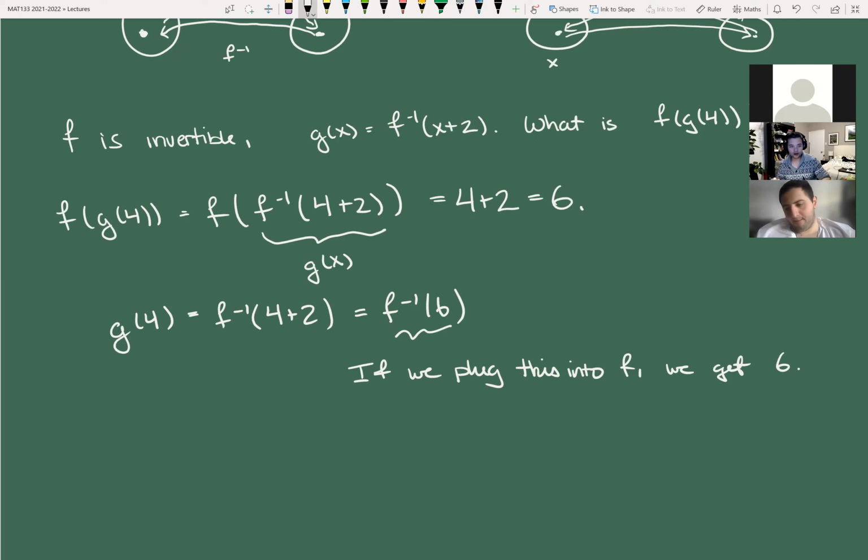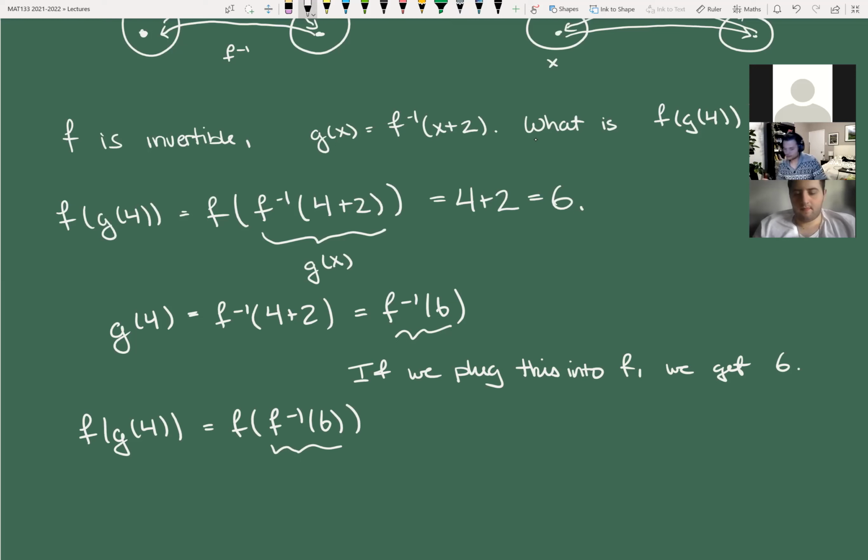And so now if I do f of g of 4, that's f of f inverse of 6. But we said that whatever number this is, it's the thing that when we plug it into f gives us out 6. So it must be 6. Does that make sense? Especially for the person who's direct messaging me who seemed to maybe still be a bit confused.